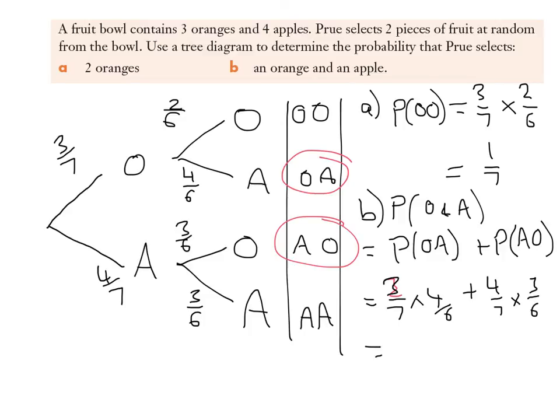I need to get my calculator out and work that out. So 3 over 7 times 4 over 6. I'm looking at my calculator so much that I haven't been writing it properly. 3 over 7, press the crossways button, times 4 over 6, press the crossways button, plus our separate probability of 4 over 7 times 3 over 6. And that gives me a probability of 4 out of 7. And that's done.